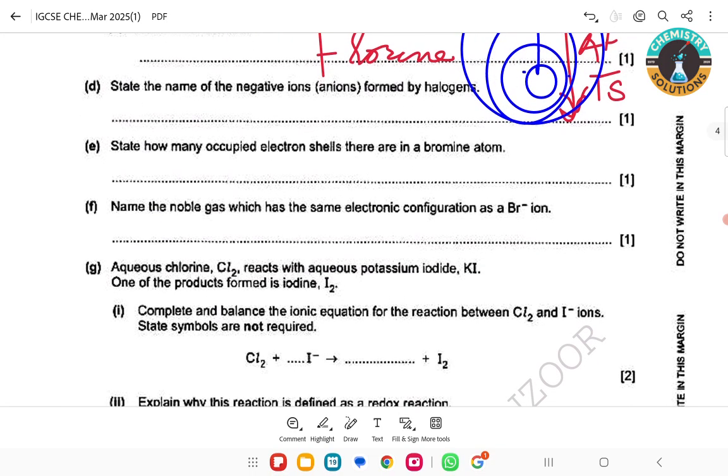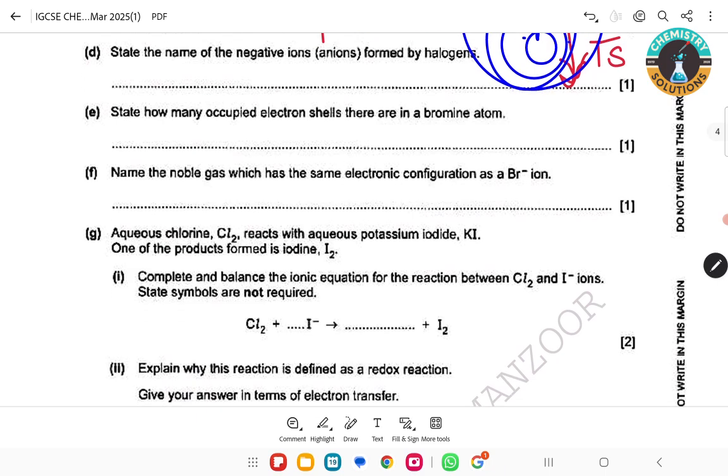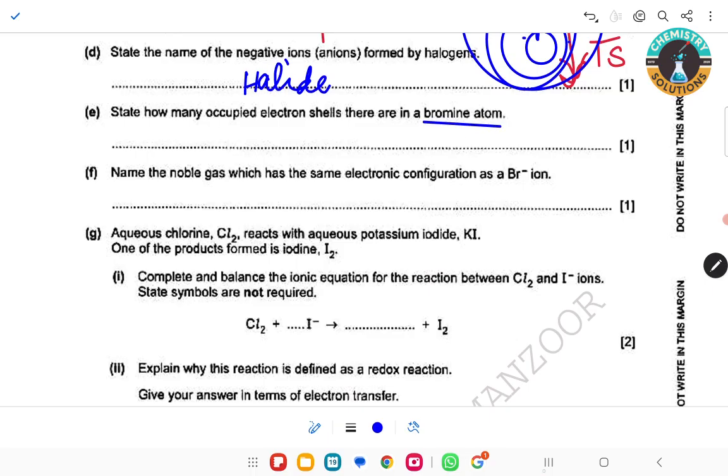State the name of the negative ions, anions, formed by halogens. Halide ions are formed by the halogens. Halide ions. State how many occupied electron shells are there in a bromine atom.